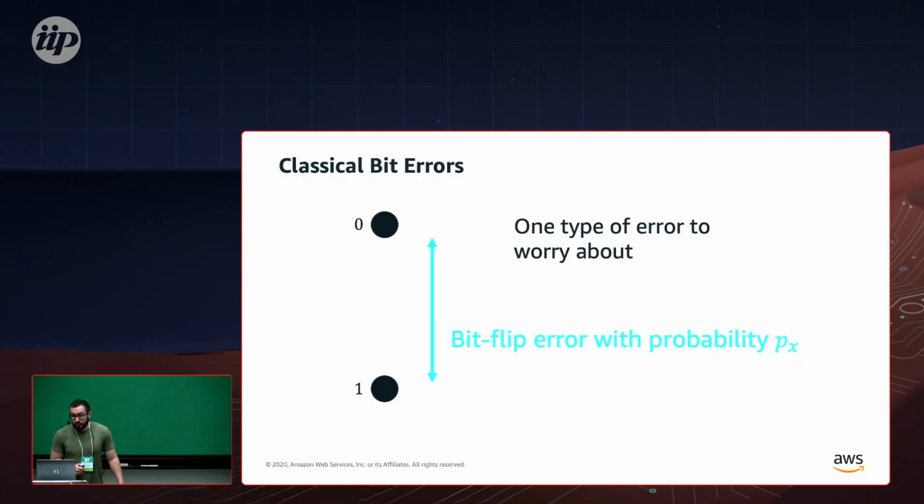Okay. So let's start talking about errors, right? We have classical bit errors, right? That's the only type of error you have for a bit. A 0 can become a 1. A 1 can become a 0, right? This we call a bit flip error with probability px.